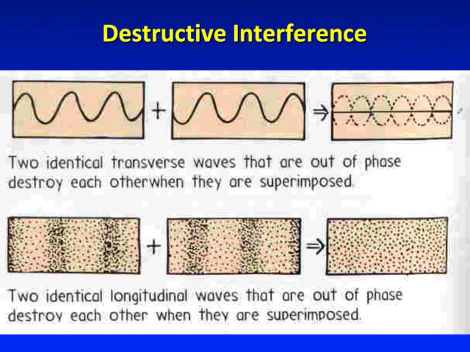What if the 2 waves are not exactly the same amplitude? Then you don't get complete cancellation, and you'll still end up with whichever one has the larger amplitude remaining over here. It'll be smaller, but it won't completely cancel out.